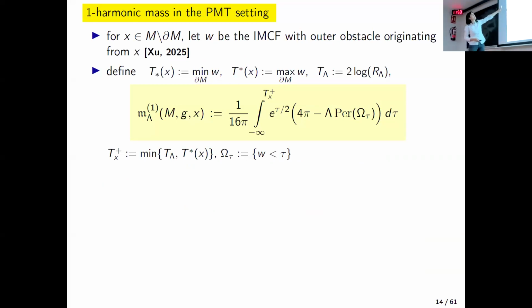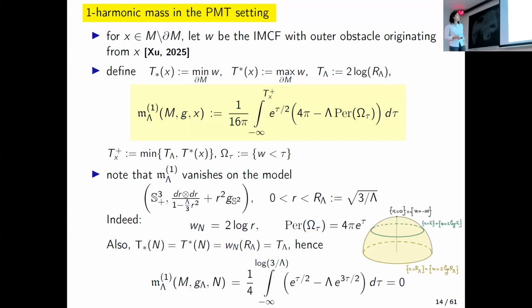So here I've just recalled the main point of the construction. You're in your manifold, you have a point inside your manifold, you start this inverse mean curvature flow without an obstacle due to Huisken-Ilmanen, and you define the one harmonic mass along the level sets of the inverse mean curvature flow, up to this threshold Tx plus. This mass has good properties. First of all, the first check is that the mass is 0 on the model solution. And this is just a simple computation to show you this.